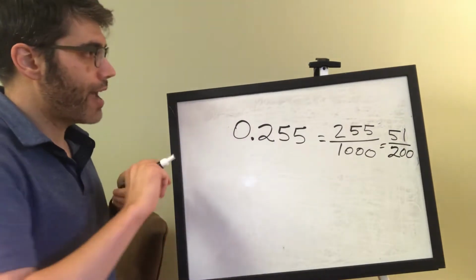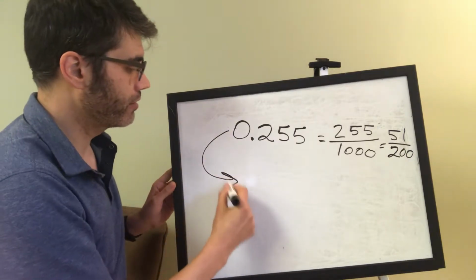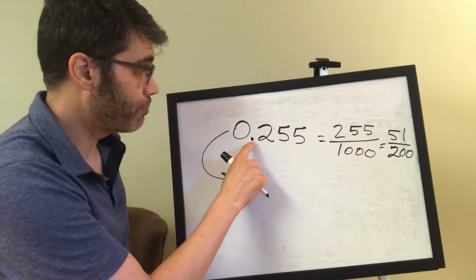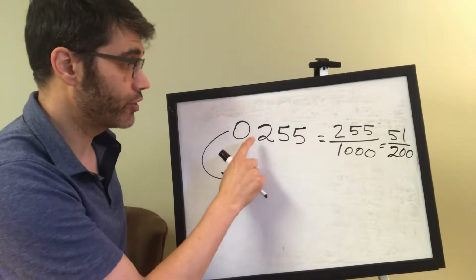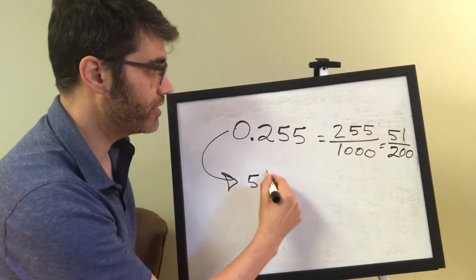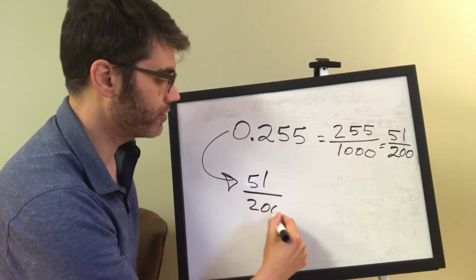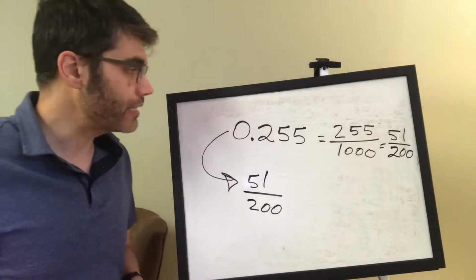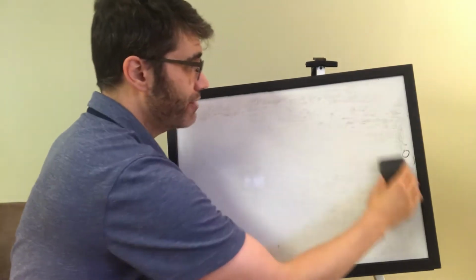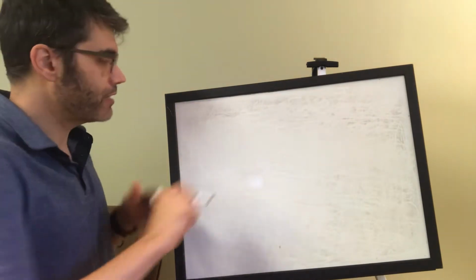So therefore, our reduced fraction that's equivalent to 0.255, or 255 thousandths, would be 51 200ths. So basically that's how you do those kinds of fractions.